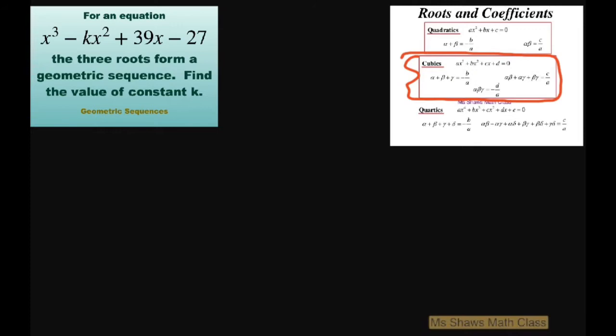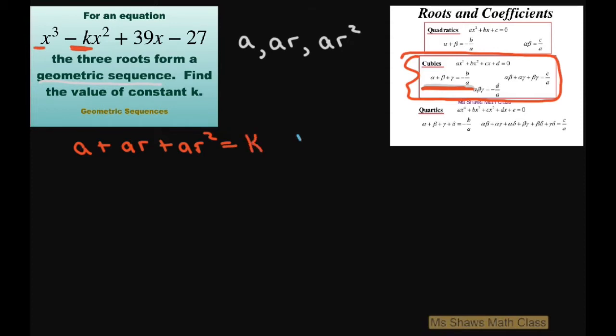So we're going to find our roots. Since this is geometric, we're going to let the roots be a, and then the next term would be a times r, and the next term would be ar squared. Using that, in this first one you just add up the sum. So the sum is a plus ar plus ar squared, and that's going to equal negative b divided by a. So that's negative k divided by 1, which is just k. We'll call this equation 1.